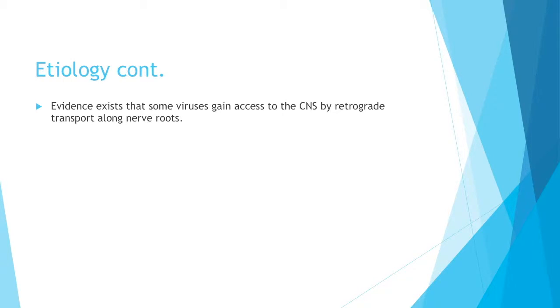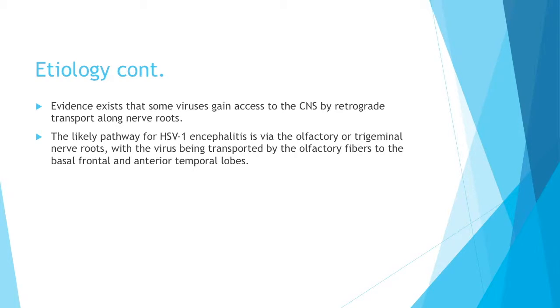Evidence exists that some viruses gain access to the CNS by retrograde transport along nerve roots. The likely pathway for herpes simplex 1 encephalitis is via the olfactory or trigeminal nerve roots, with the virus being transported by the olfactory fibers to the basal frontal and anterior temporal lobes.